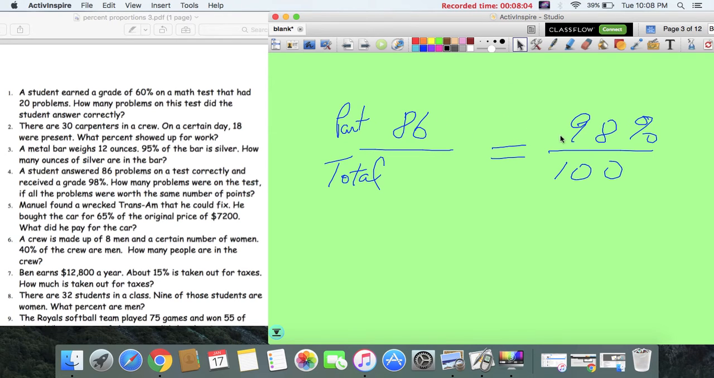Is there a relationship here? Can I simplify the 98 over 100 to something that has a relationship to 86? Well, let's try dividing by 4. What if I divide by 90? 98 divided by 4, will that work? 98 divided by 4, no.